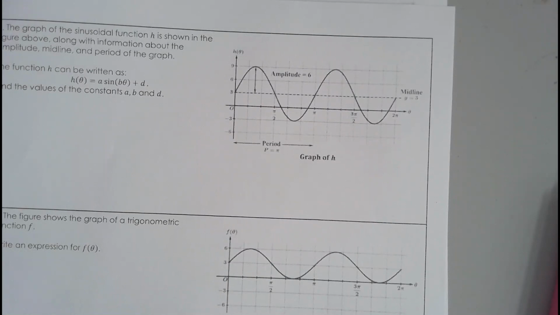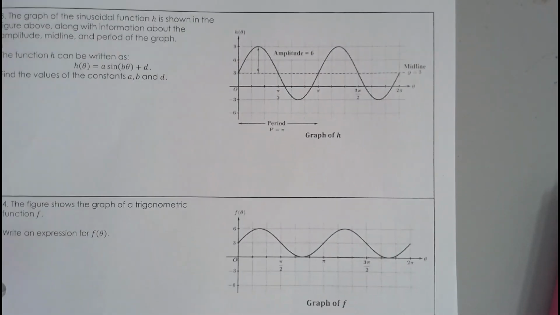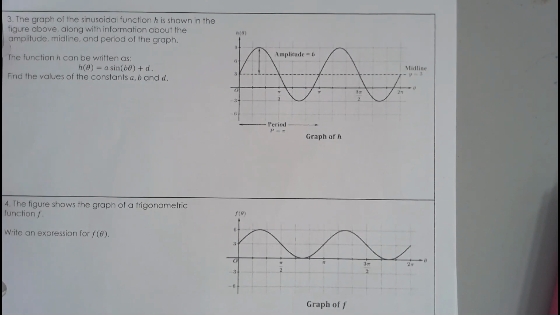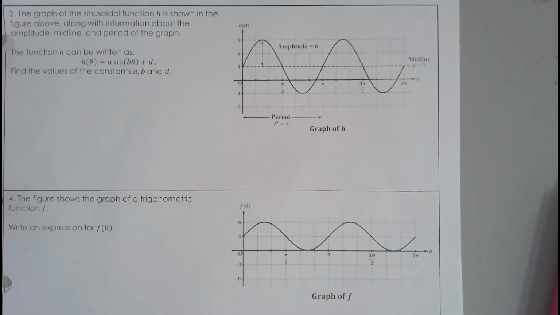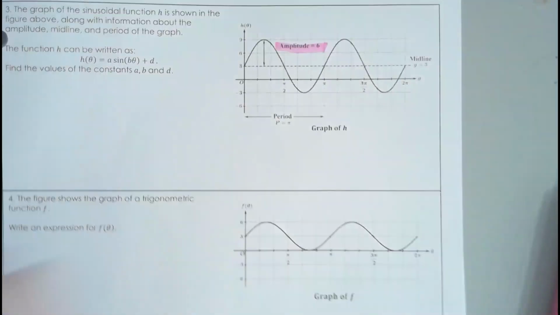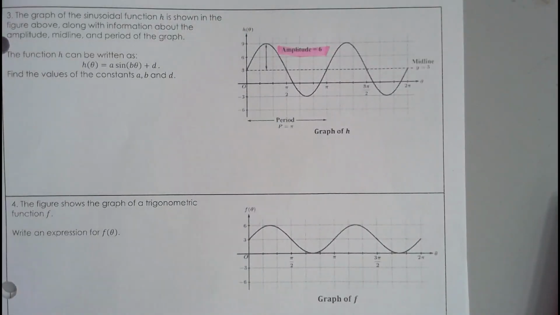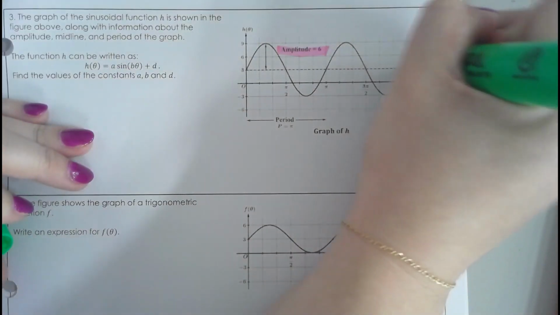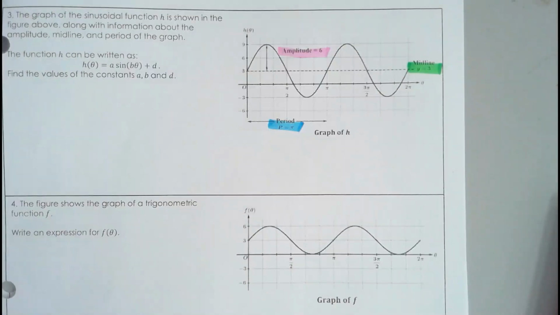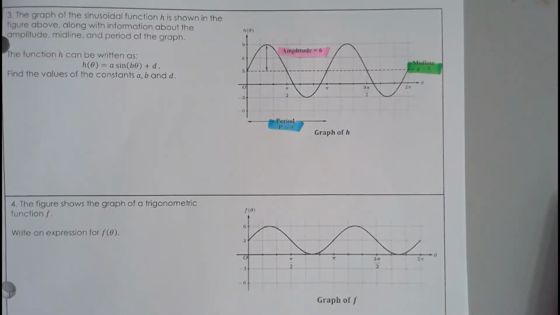The graph of function h is shown in the figure to the right, along with information about the amplitude, midline, and period of the graph. So it told us the amplitude is 6, it told us the midline, and it told us the period. Amplitude and midline we get easily. The period we're going to have to do a little work with.